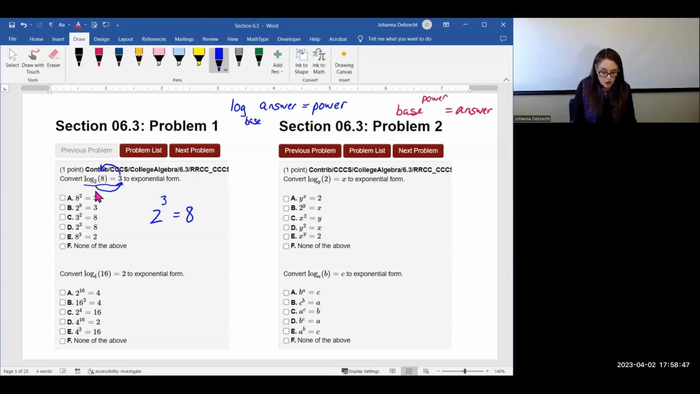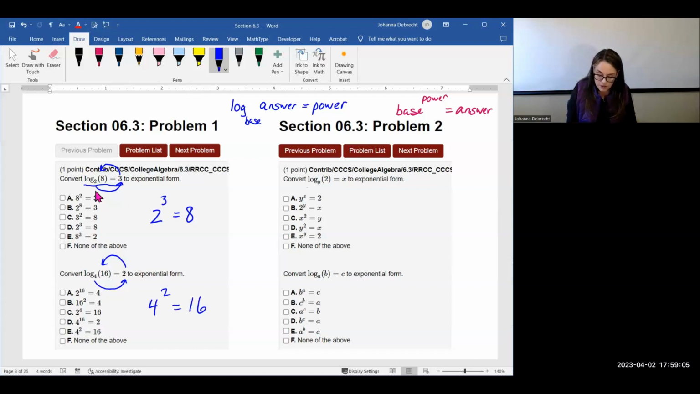Now let's convert log base 4 of 16 equals 2. So again, I have base 4 to power 2 equals answer 16. All right. So I go in this counterclockwise backward C orientation.